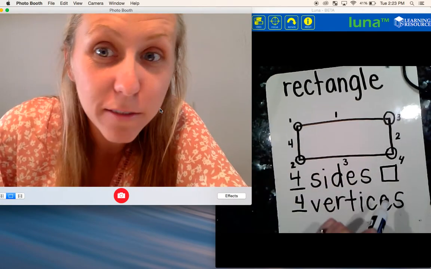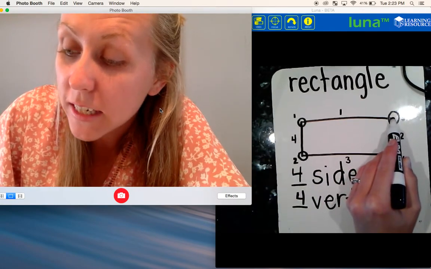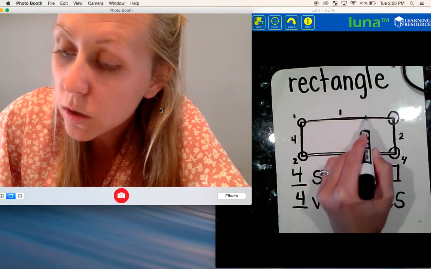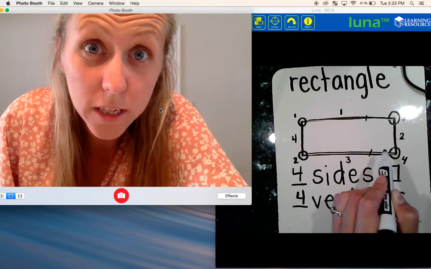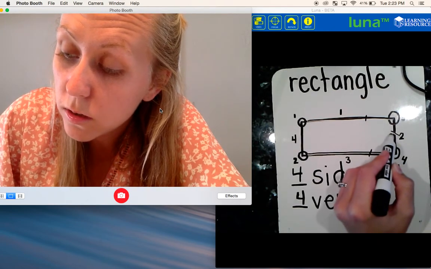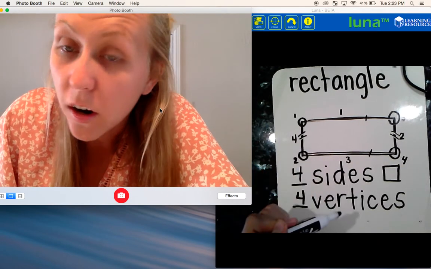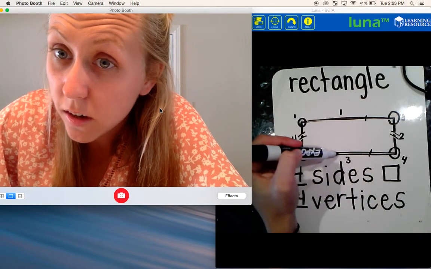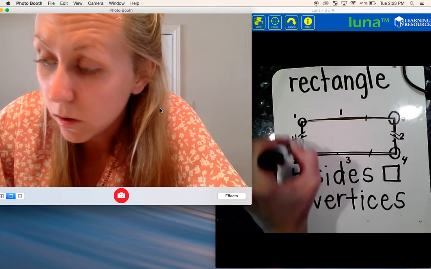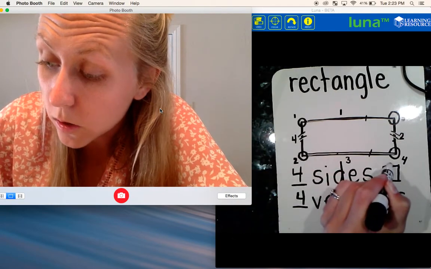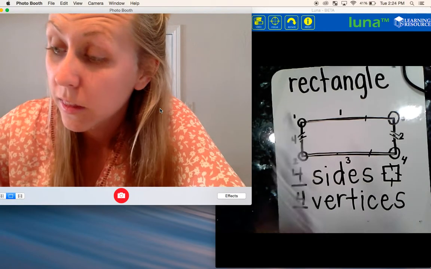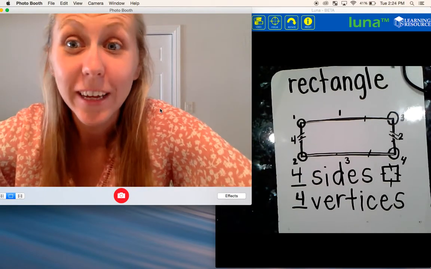The rectangle is different from the square because a rectangle has 2 long lines that match. So we have these 2 match. That means they're the same length. And then you have the 2 sides that are the same length. So these 2 sides are the same length, and then these 2 are the same length. When we look at our square, all 4 of those are the same length, right? So that's the difference between a rectangle and a square.